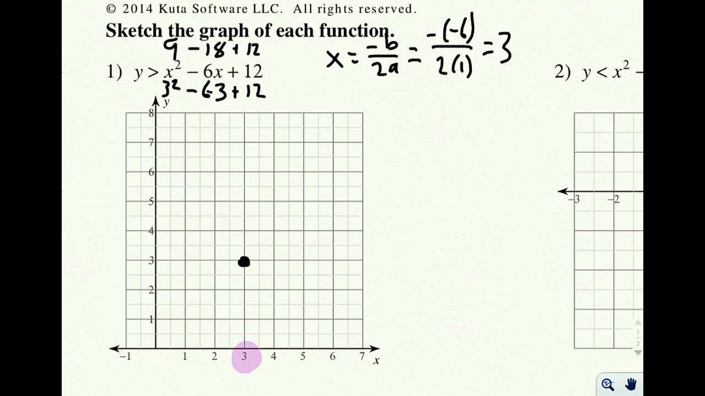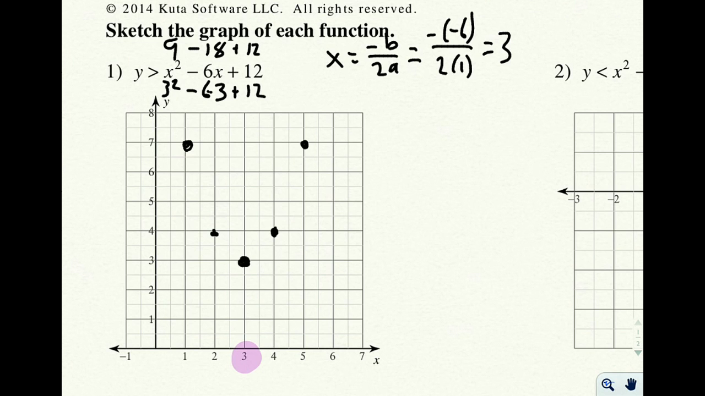Now again, we look at our numbers out front. It's a positive 1, so that means our rule of going over 1 up 1 squared, back 1 up 1 squared applies. Over 2 up 2 squared, which means up 4. Over 2 up 2 squared, which is 4 again. We see that it's symmetrical along this x equals 3 line.